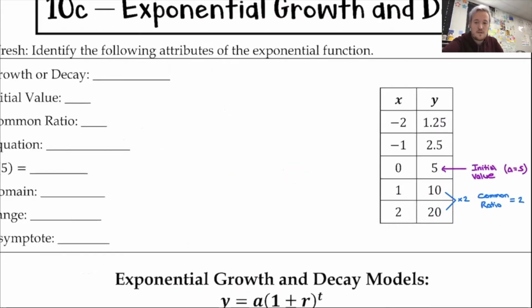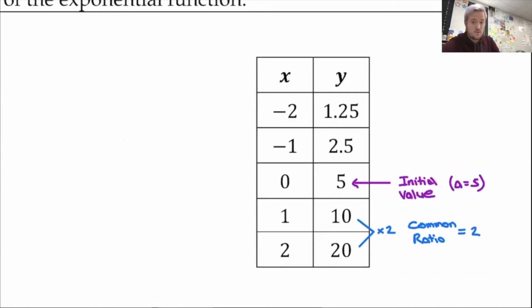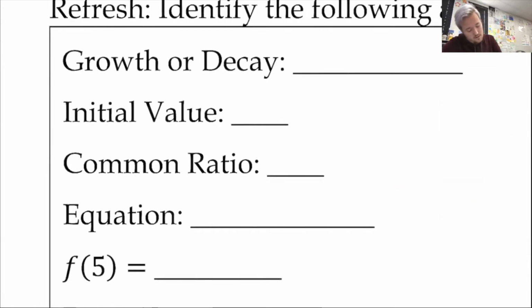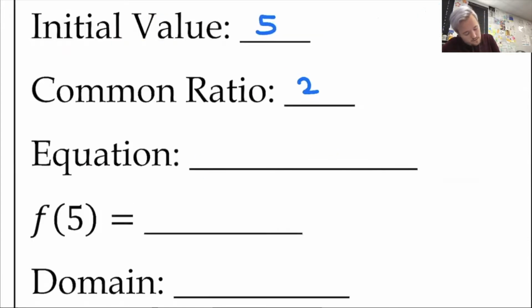All right, so I'm going to use this information to start the problem. For growth or decay, the numbers are getting bigger, which means this is a growth. You can either highlight or write it out, it's up to you. The initial value is 5. The common ratio, which we said was 2, which means your equation is going to be y equals 5 parentheses 2 raised to the x.